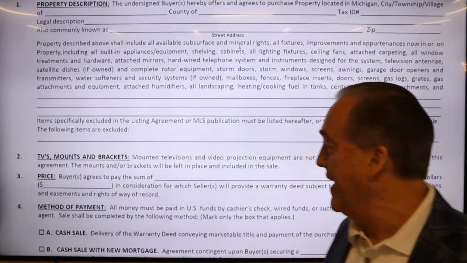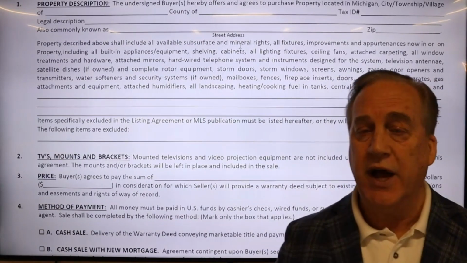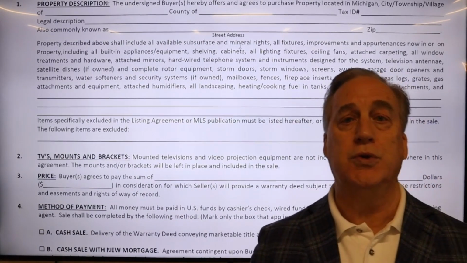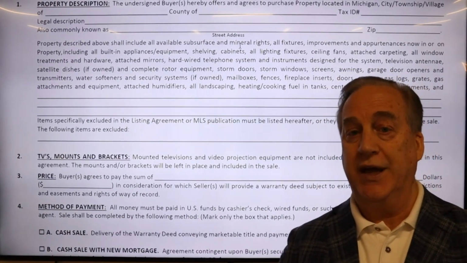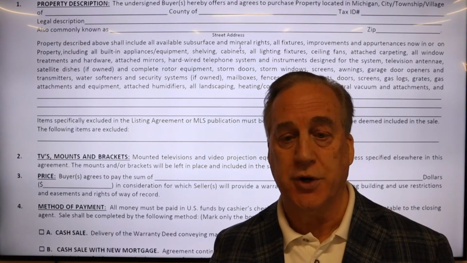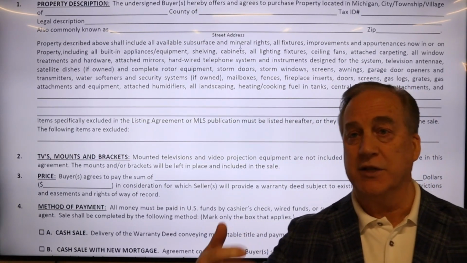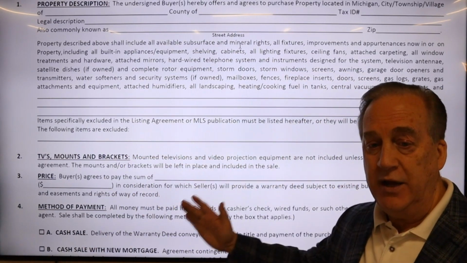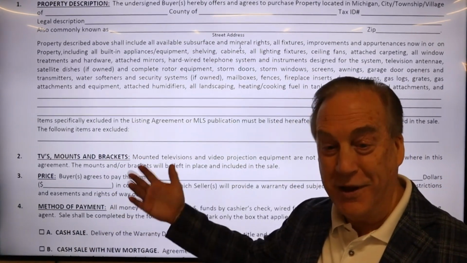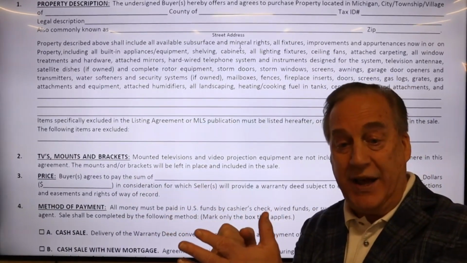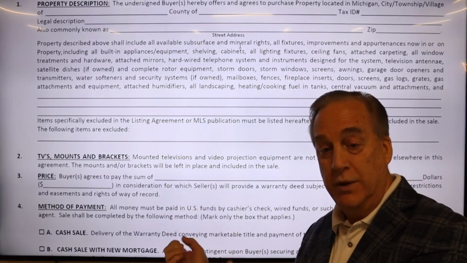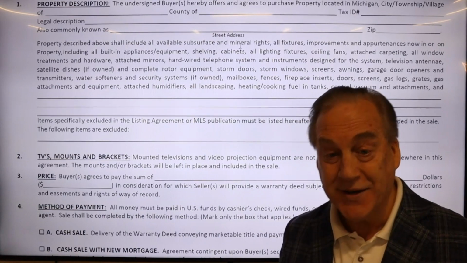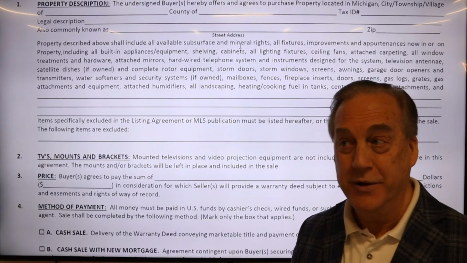TV mounts and brackets. Guys, these things are now typically mounted to the walls using lag bolts, something of that nature. If you think about it, then the brackets by themselves would be mounted. What you're seeing here is a TV that is permanently mounted because it's screwed to the bracket screwed to the home. Technically, all those things would be included.